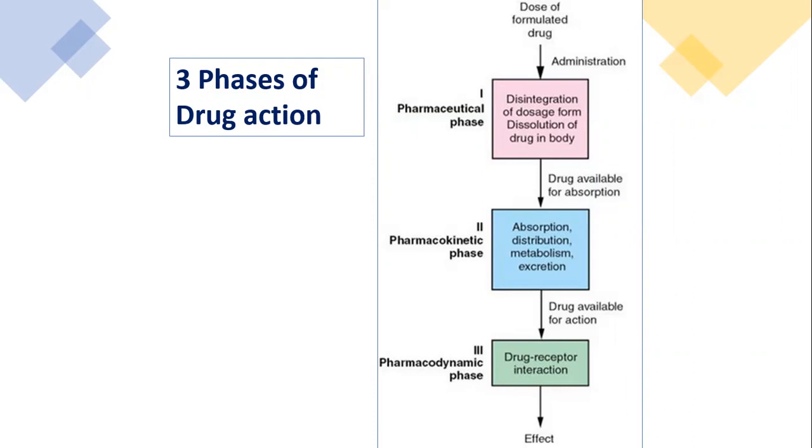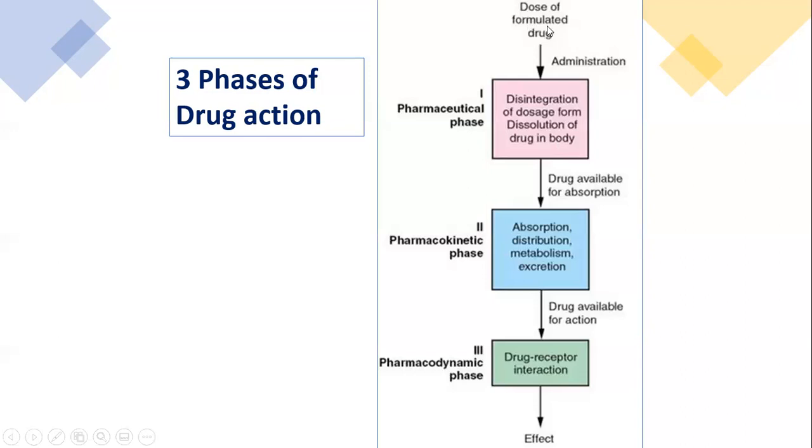So pharmacokinetics is the body action on the drugs. But pharmacodynamics is the drug action on the body. And here the pharmaceutical phase deals with disintegration of the dosage form or dissolution of the drugs in the body.